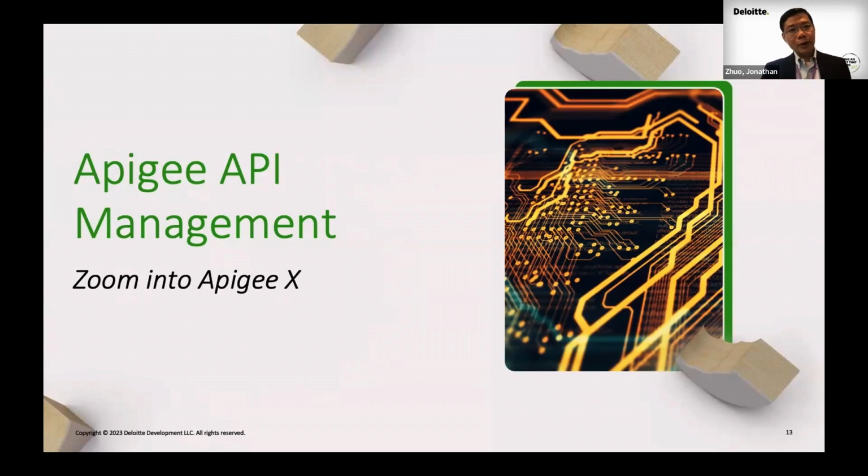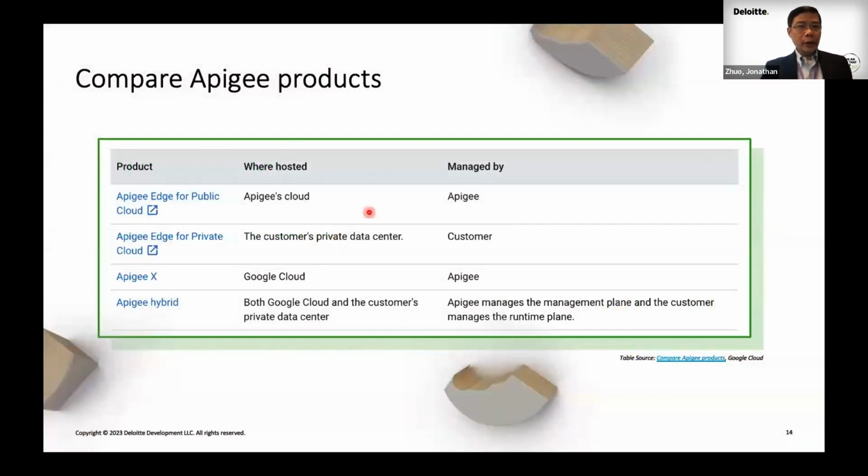In the next session, I want to zoom into Apigee X from the Apigee API management perspective. In this table, you can see there are several Apigee products. For today's discussion, I'm going to focus on the legacy Apigee Edge for public cloud, which runs in Apigee Cloud, versus Apigee X, a newer version which runs in Google Cloud, and both of them are managed by Apigee.